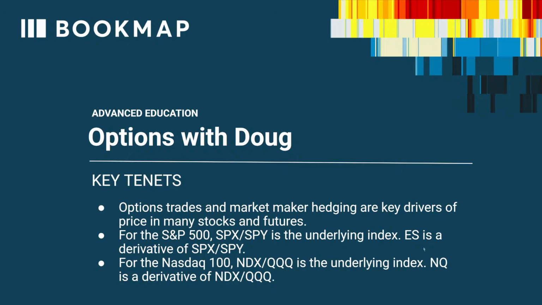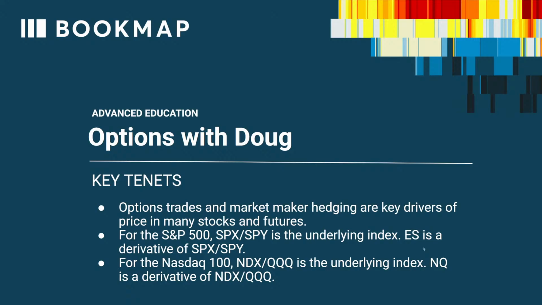Here are the key tenets to my approach to trading. This is the basis of my approach to trading. I believe that options trades and market maker hedging activity are key drivers of price in many stocks and futures. That certainly applies to the large cap tech stocks like the Magnificent Seven stocks, as well as the equity index futures like the S&P 500 and the NASDAQ 100.